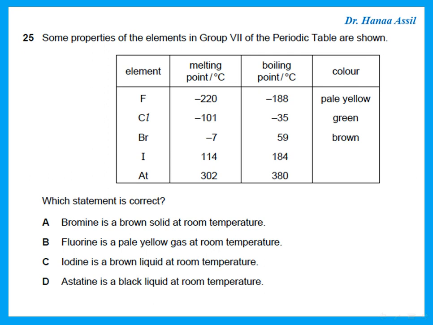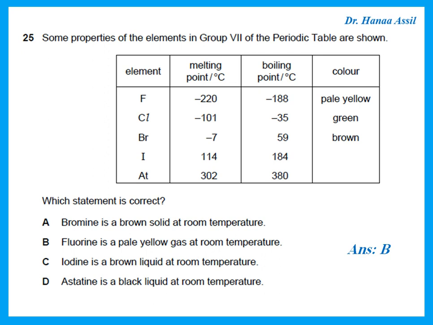Fluorine is actually... you should know, from the table that he gives you, that if the melting point is -7 and the boiling point is above room temperature, then the bromine is a liquid. And you should also know that bromine is the only liquid non-metal in the periodic table. Fluorine is a pale yellow gas at room temperature. Yes, that is correct, because its boiling point is very low, so that is actually the correct statement.